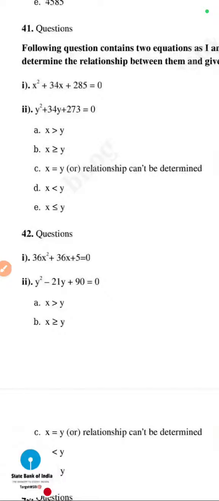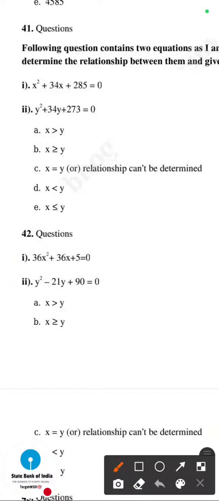Now we are going to see quadratic equations. Quadratic equations: 285. 285 means 15 times 19 is 285, and the sum of these two will be 34. So positive and positive, so the root signs are negative. So for x we have minus 15 and minus 19 as the roots. Okay, 273.